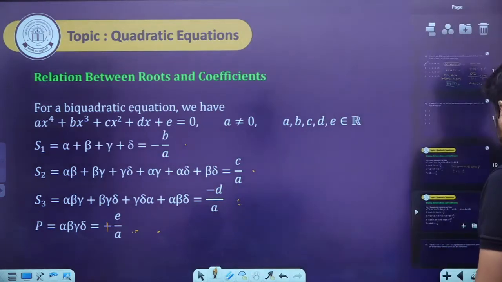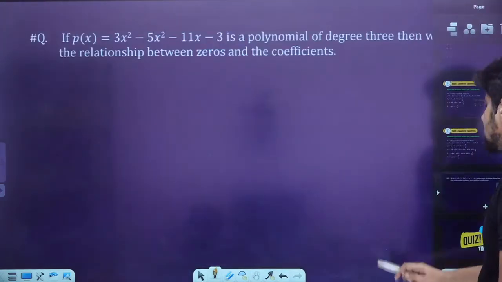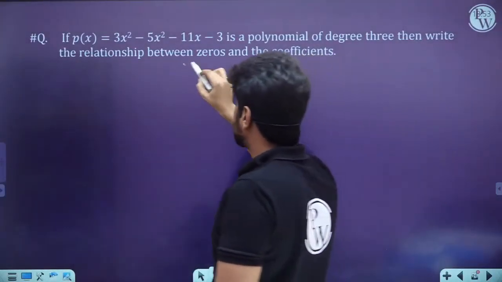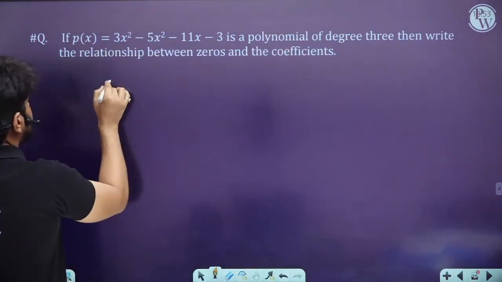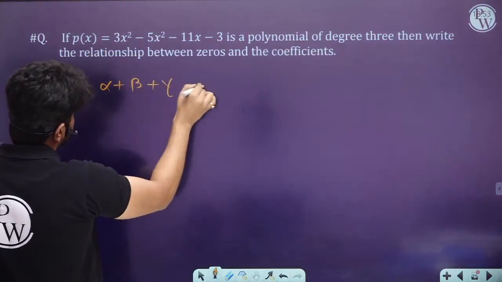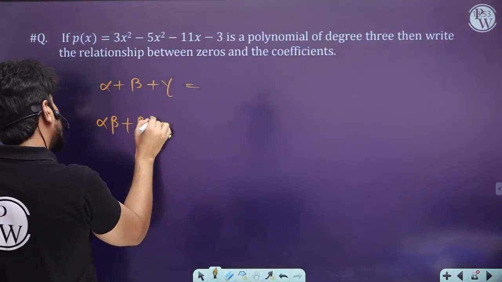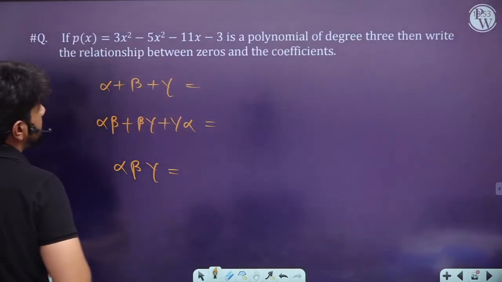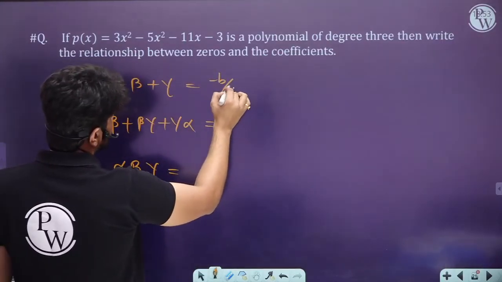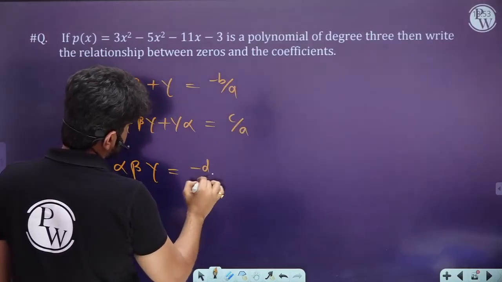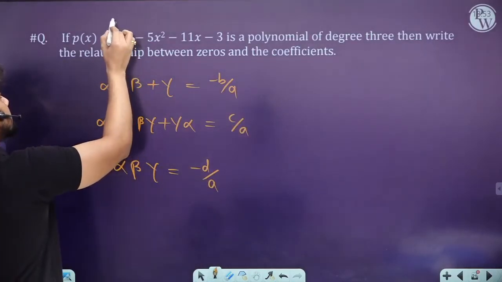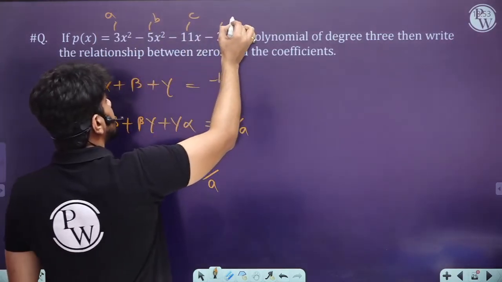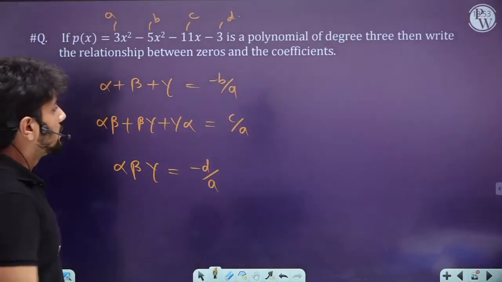Okay, let's have a look at some examples. This is a cubic. Write the relationship between zeros and the coefficients. Zeros means roots. So if I write alpha plus beta plus gamma, then alpha beta plus beta gamma plus gamma alpha, then the value for alpha into beta into gamma, these are the three values we are looking for. So this is minus b by a, plus c by a, minus d by a. What is a? A is 3. B is minus 5. C is minus 11. D is minus 3.